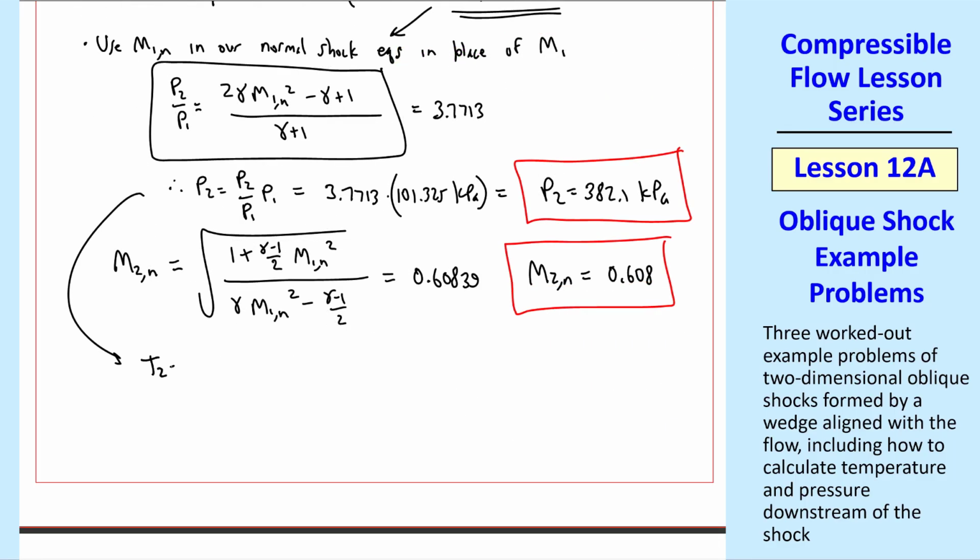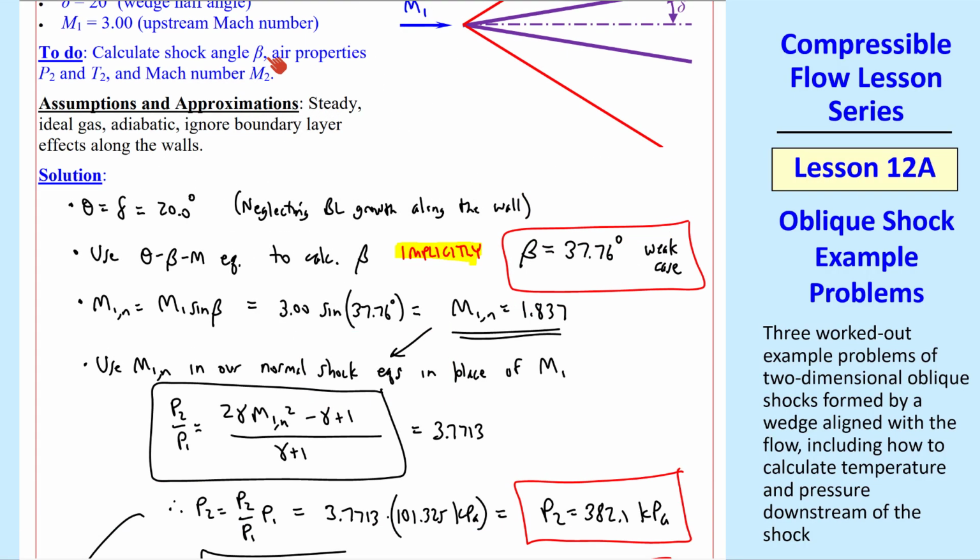Similarly to pressure, we calculate temperature T2 as T2 over T1 times T1, where we use the T2 over T1 ratio for a normal shock. Again using M1N and M2N. Leaving out the algebra, I get T2 equal 449.2 K. So we've calculated beta, P2, T2.